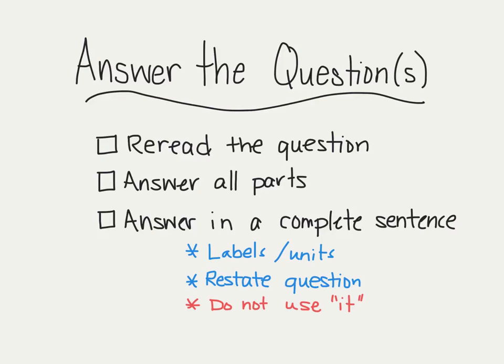And last but not least, do not use the word it to refer to something. If it has a name, use that name. If it has a label, so if you're talking about the function f, use f, don't use it. If you're talking about the derivative of g, use dg dx or use g prime. Don't use the word it.